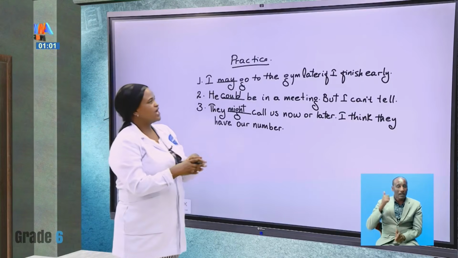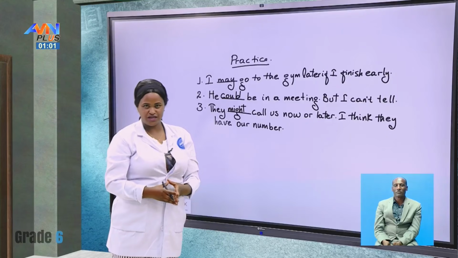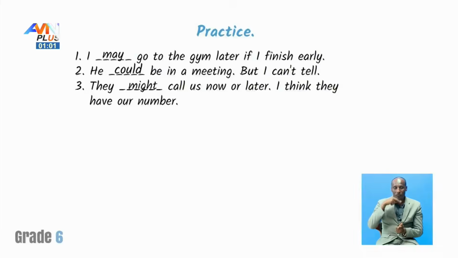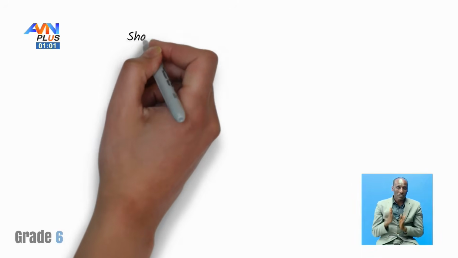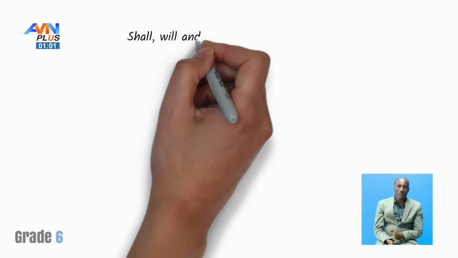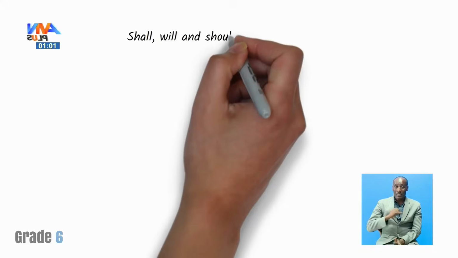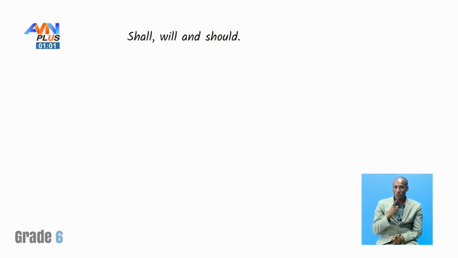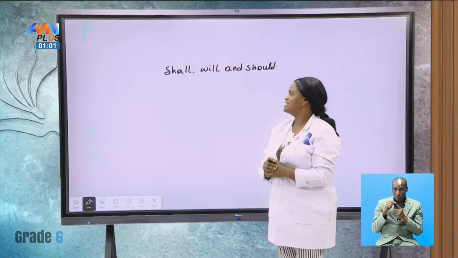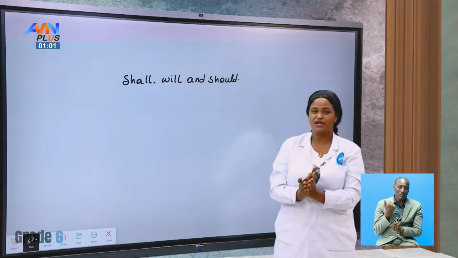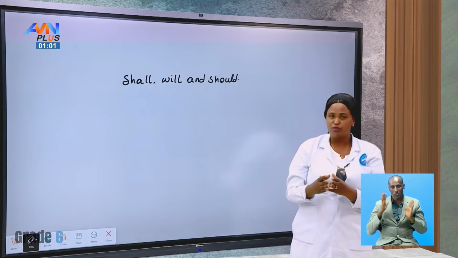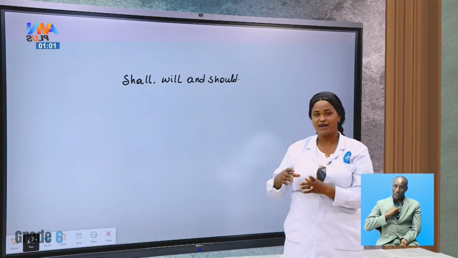Now, let's go to the other category, to the other groups of modal auxiliaries. The other groups are shall, will, and should. I am sure you know shall and will when you talk about future actions. Very good. But in this case, we are not going to use them just for future activities. We are going to use them in showing a possibility and probability. These are the second group.